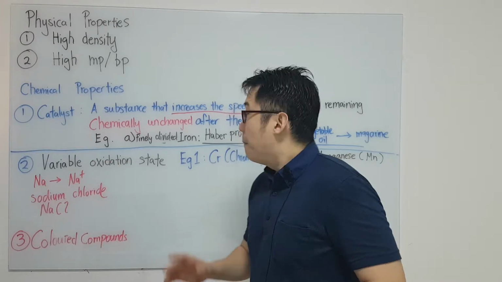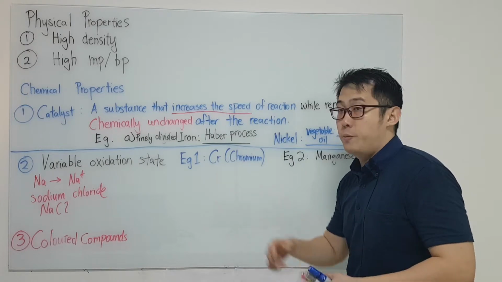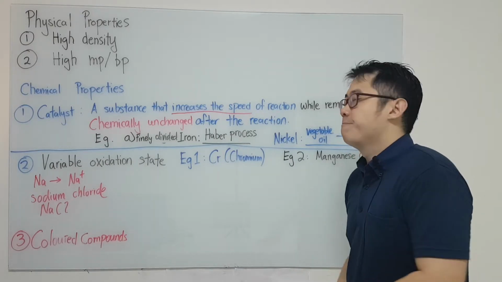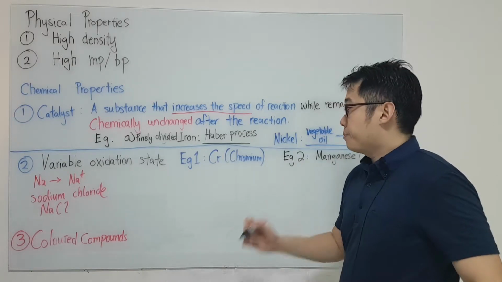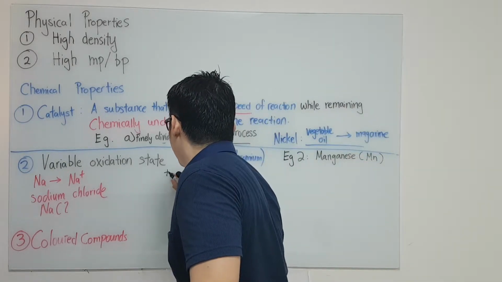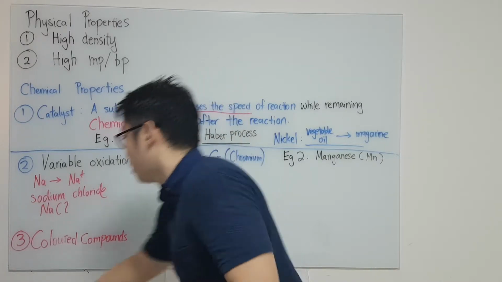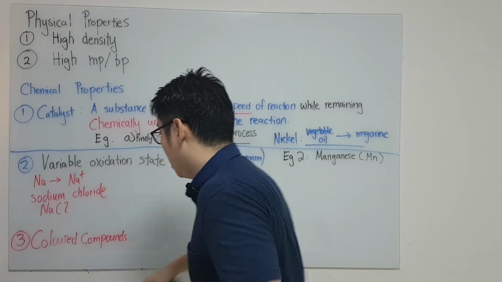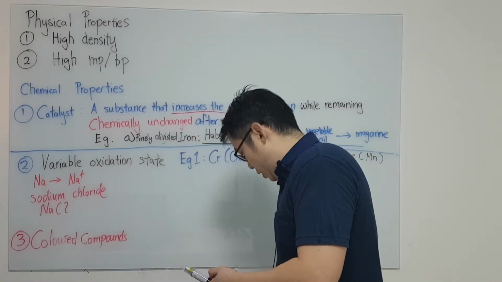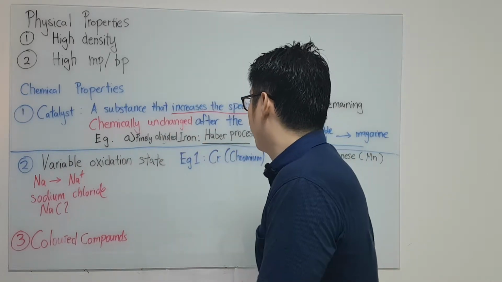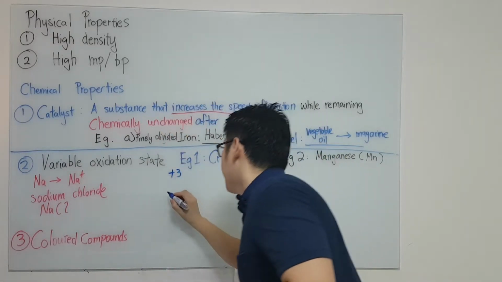What you really want to note is that after the word sodium, there's actually no bracket with a Roman numeral. However, let's consider an example of one of the transition elements called chromium. Well, chromium can actually have two oxidation states. It could either be +3 or +6.